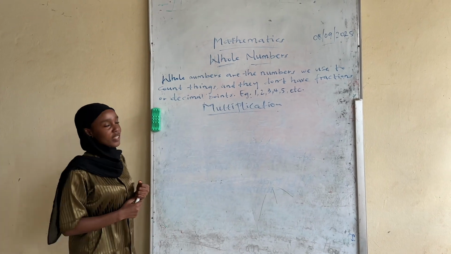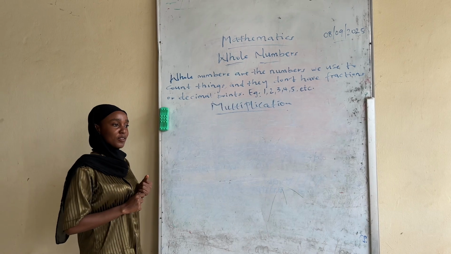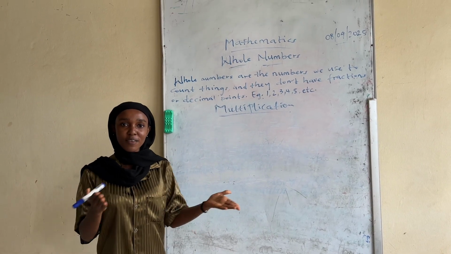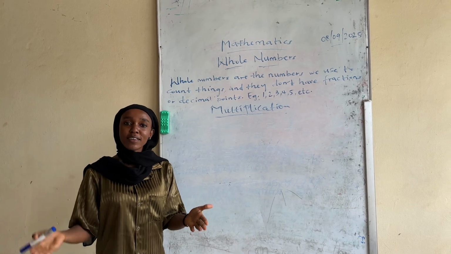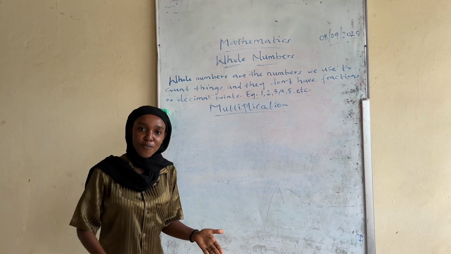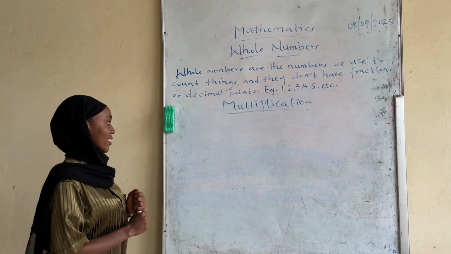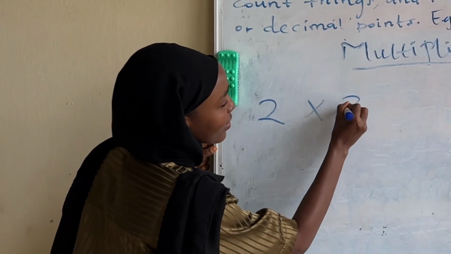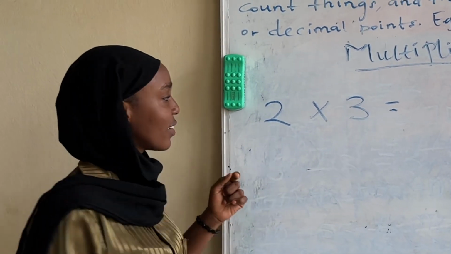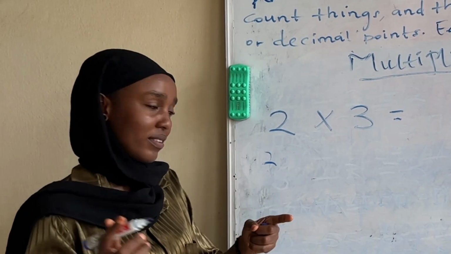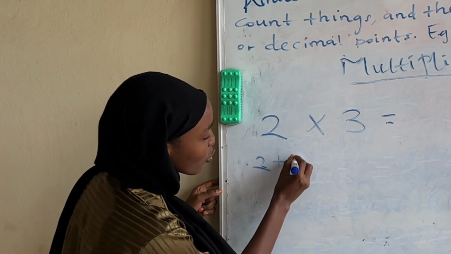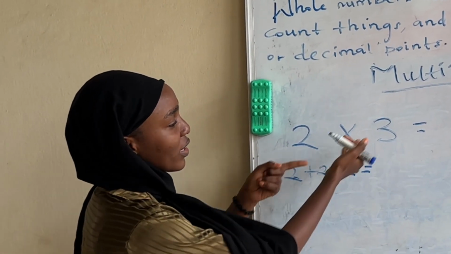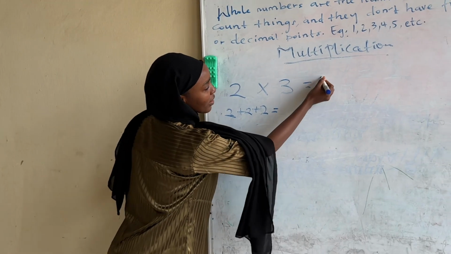So we are moving on to multiplication of whole numbers. So we are going to be looking at multiplication. What did I say multiplication is? Multiplication is addition that works faster. It is like adding a number over and over again. Let's look at an example. If I say 2 times 3, I mean 2 in 3 places, which is 2 plus 2 plus 2. Do you understand? 2 in 3 places, which will give me 6.